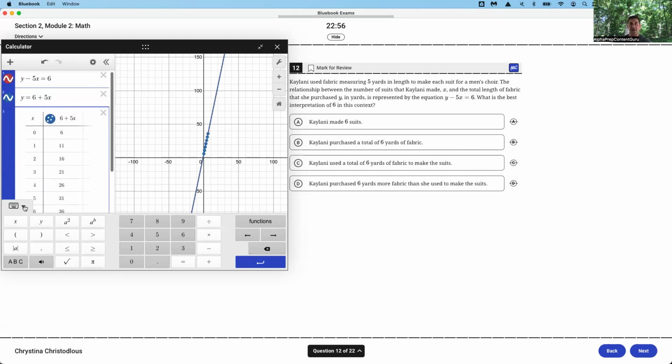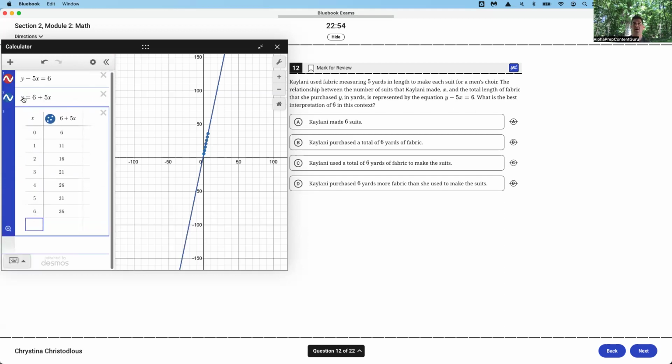So here's the deal. I totally just isolated y. And the reason I did that is because I could click here and add a table for that particular equation. And so the reason I wanted to do that is because now I can look at the table and I can think about what's happening.